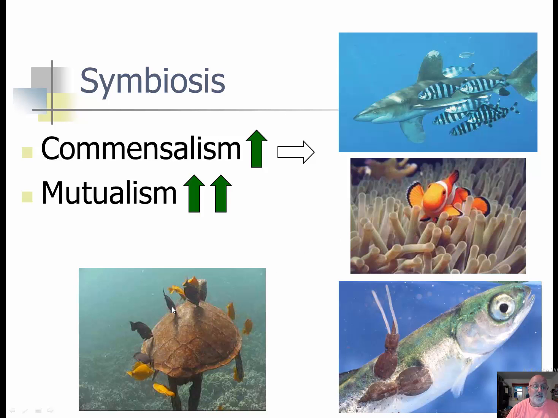Here's another one where the fish are eating parasites off the turtle. The turtle benefits because it can swim through water, and the fish benefit because they can eat the parasites.